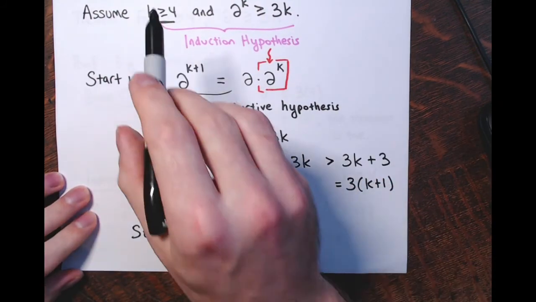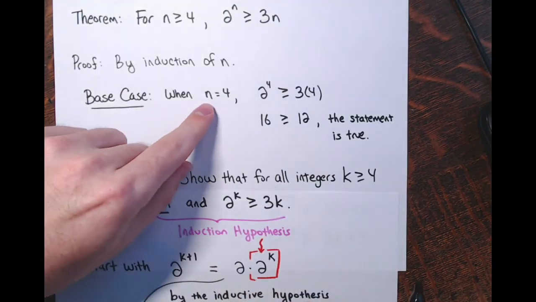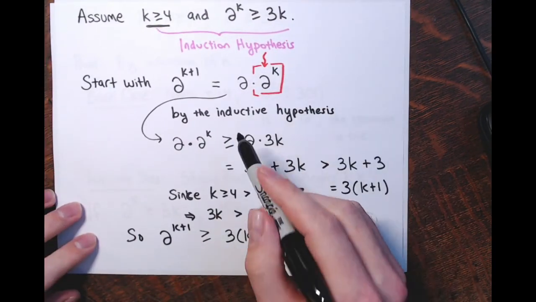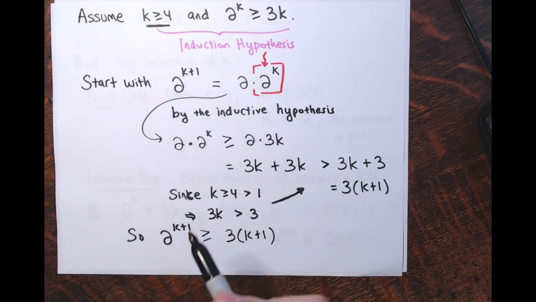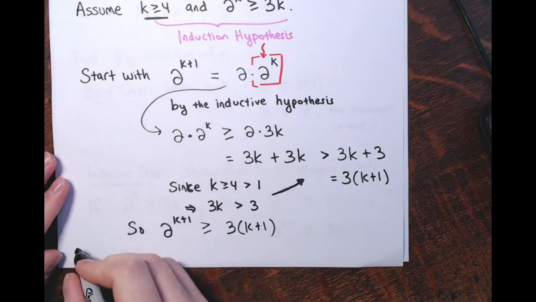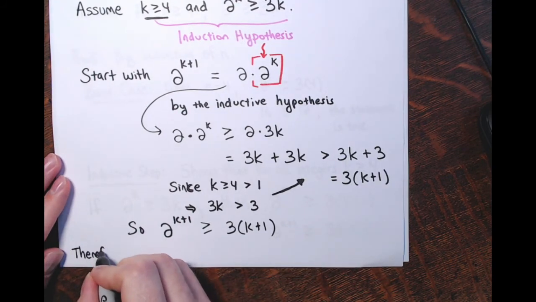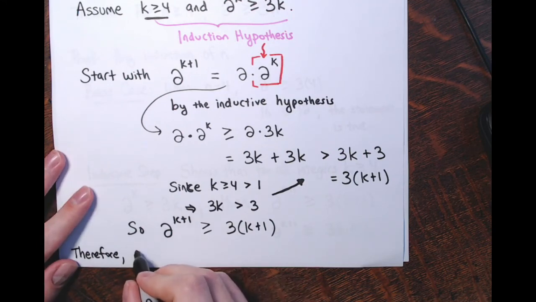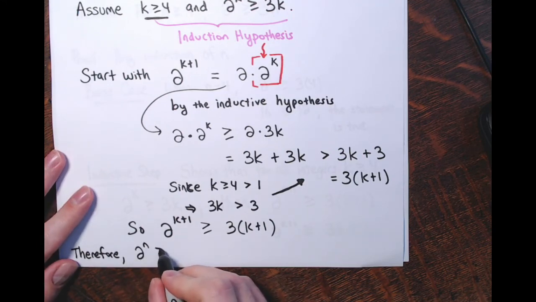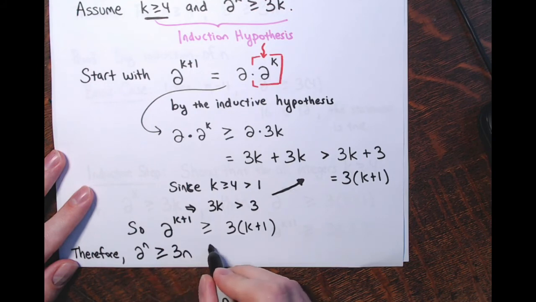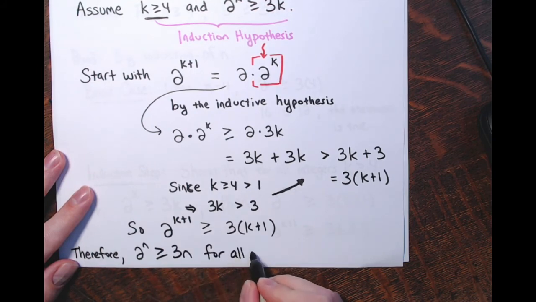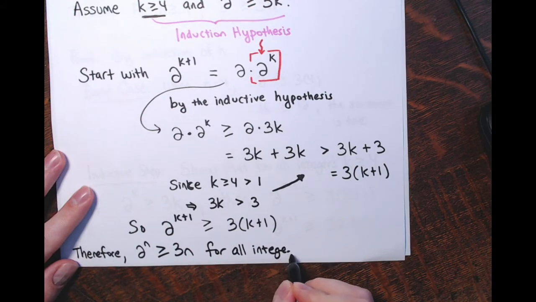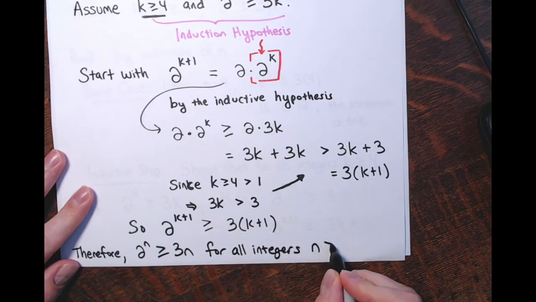And then, since we showed the base case, we showed it was true when n is 4, this implies that it's then true when n is 5. And then that would imply it's true when n is 6, when n is 7, when n is 8, and so on. So putting these together, we have just shown inductively that 2 to the n is greater than or equal to 3n for all integers n greater than or equal to 4, right? And I'm done with the proof.